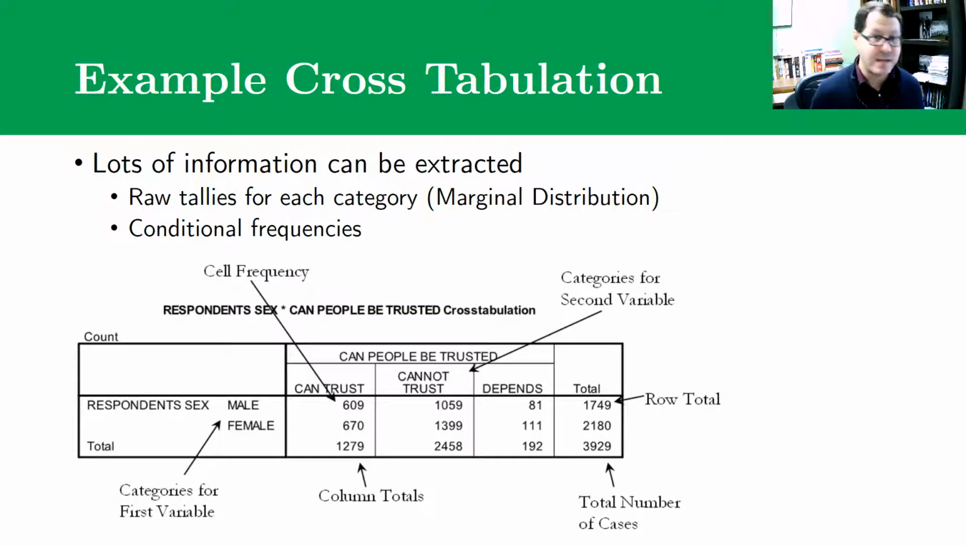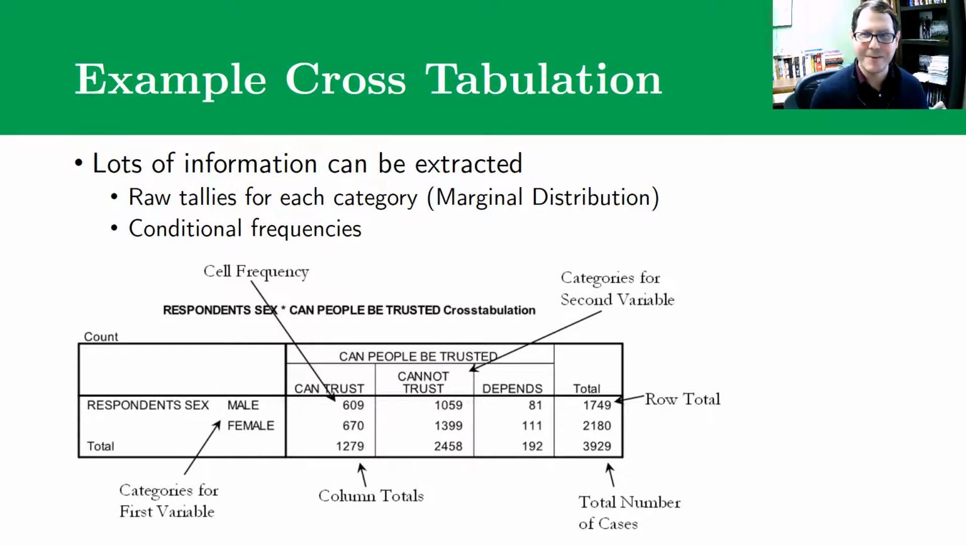So I can look and see that almost 1,300 people said that you can trust people. I can see that there were about 1,750 men in my sample and almost 2,200 women in my sample, and nearly 4,000 people total, right? I've got the total number of cases as well. And all this information is being presented as frequencies. And that can be useful.